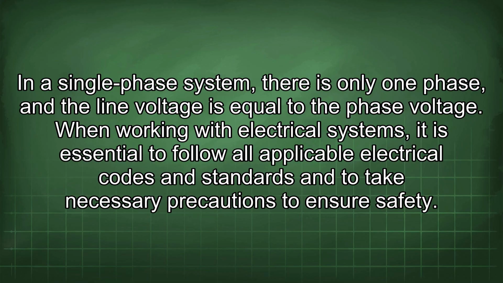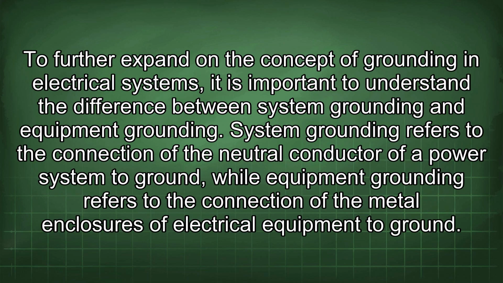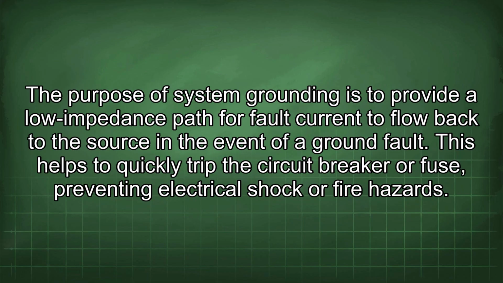precautions to ensure safety. To further expand on the concept of grounding in electrical systems, it is important to understand the difference between system grounding and equipment grounding. System grounding refers to the connection of the neutral conductor of a power system to ground, while equipment grounding refers to the connection of the metal enclosures of electrical equipment to ground. The purpose of system grounding is to provide a low impedance path for fault current to flow back to the source in the event of a ground fault. This helps to quickly trip the circuit breaker or fuse, preventing electrical shock or fire hazards.